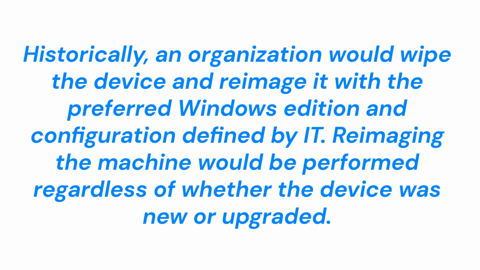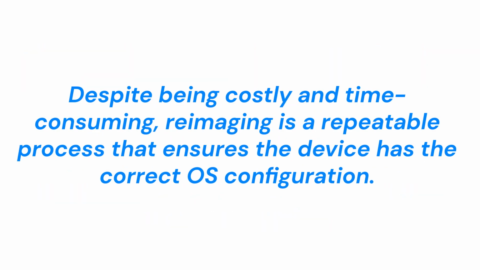Historically, an organization would wipe the device and re-image it with the preferred Windows edition and configuration defined by IT. Re-imaging the machine would be performed regardless of whether the device was new or upgraded. Despite being costly and time-consuming, re-imaging is a repeatable process that ensures the device has the correct OS configuration.